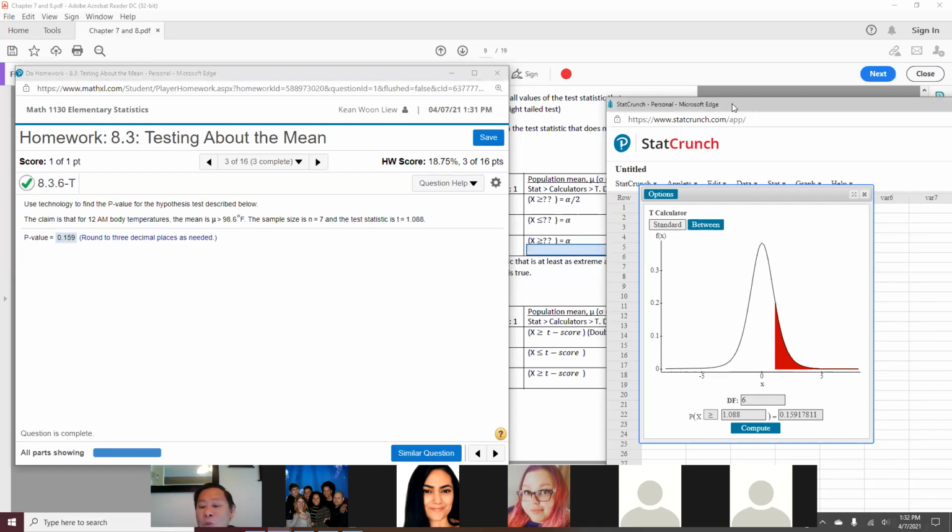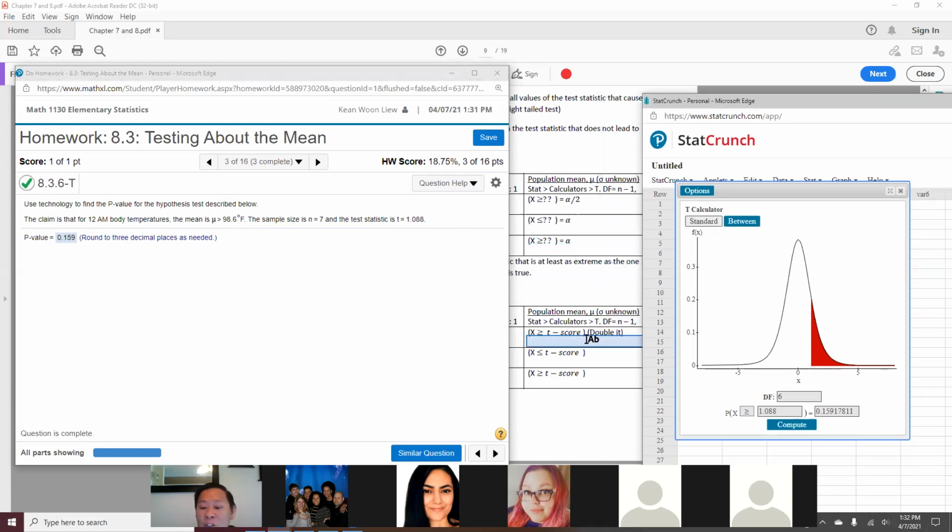If you have a two-tailed test, then you just need to double this answer because you will have both sides. So you just take this 0.159 and times 2, and that will be your answer if it's a two-tailed test. I think the next question is asking that. Anyone have any questions for me with this one? I'll show it to you.